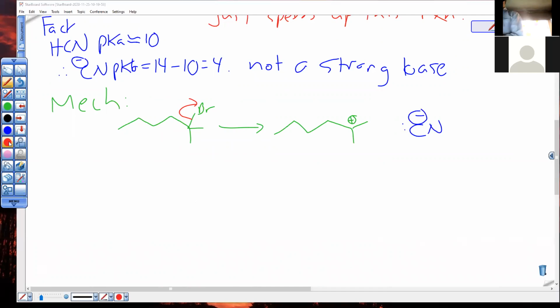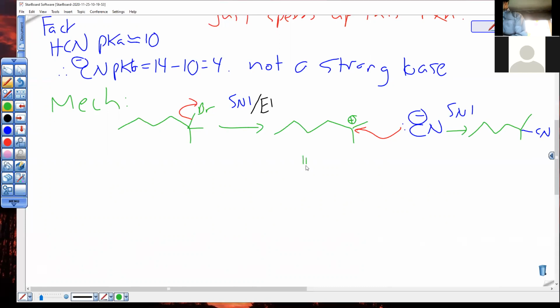It doesn't matter. You made a cation. It doesn't care. It says anything with a pair of electrons will do. I don't care if you're strong, weak, green, blue, purple, whatever. And there's your SN1, right there. So it starts off the same for SN1 and E1. Make the carbocation. SN1 finishes like this.